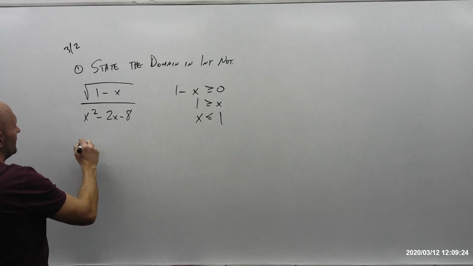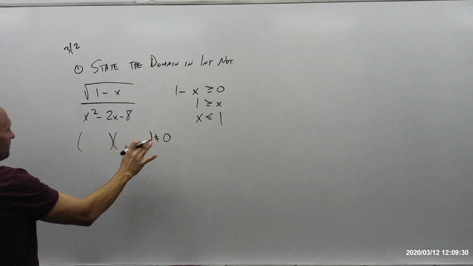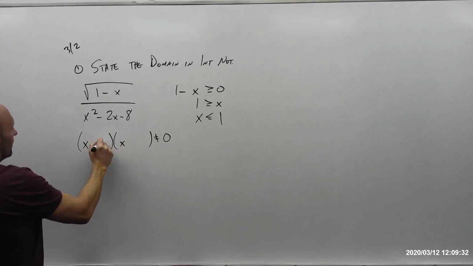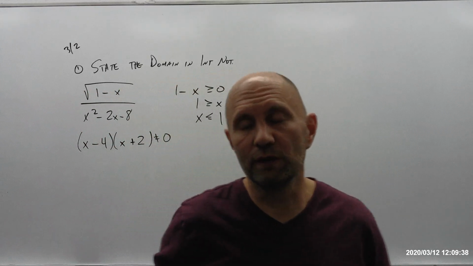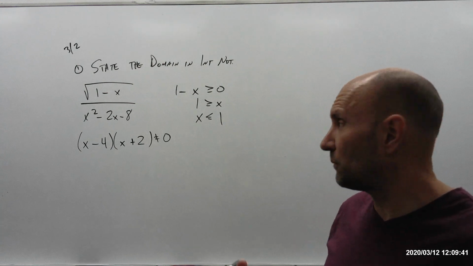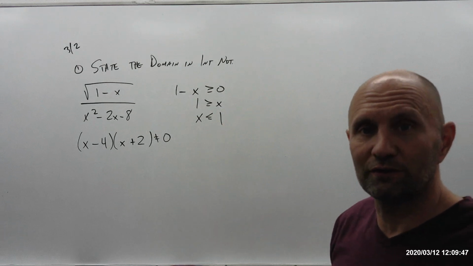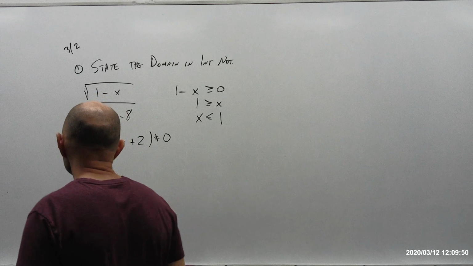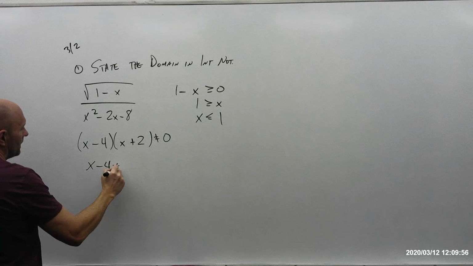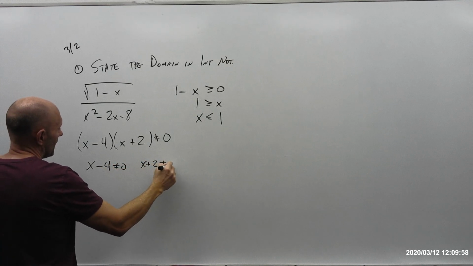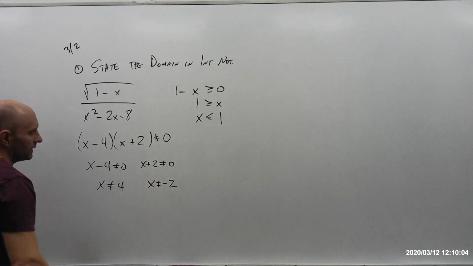For the denominator, this cannot be 0. So if I factor this and use the zero product property, this factors into what? x minus 4, x plus 2. I know some of you are still struggling with factoring. Either practice prior to the exam, or if you do factor it, FOIL this. If you FOIL it and it doesn't give you what you started with, it's not the correct factorization. So set each of these not equal to 0: x minus 4 cannot be 0, x plus 2 cannot be 0. So x cannot be 4, x cannot be negative 2.